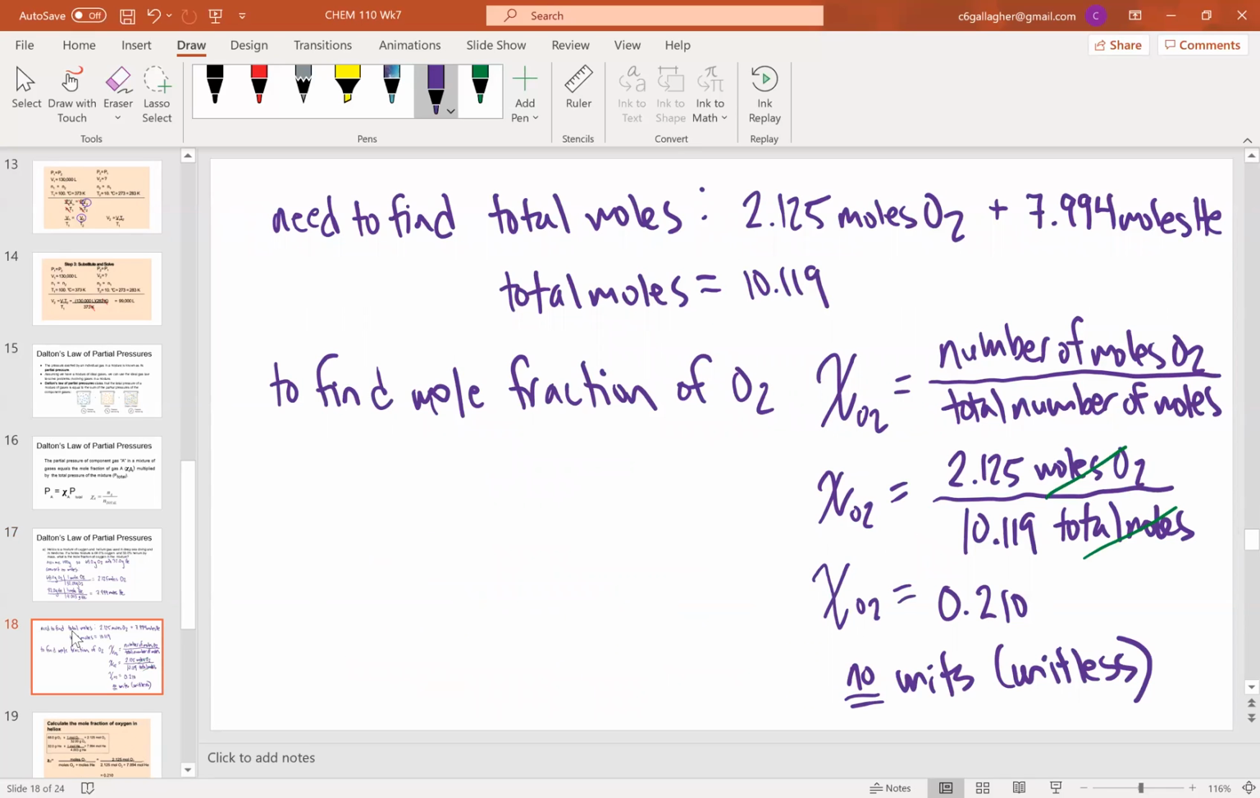So we need to find the total number of moles. We're going to add those two values together. So 2.125 moles of oxygen plus 7.994 moles of helium gives us a total number of moles of 10.119. And so to find the mole fraction of O2, it's the number of moles of oxygen divided by the total number of moles. So 2.125 moles of O2 divided by 10.119 total moles is going to give us a mole fraction of 0.210. Notice it has no units. It's unitless because the units have canceled.